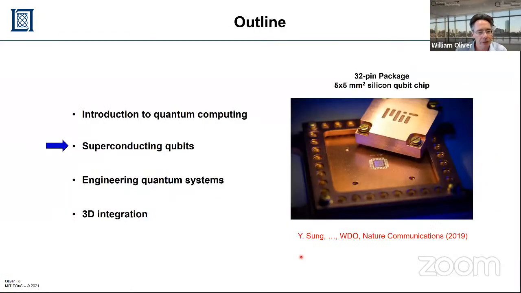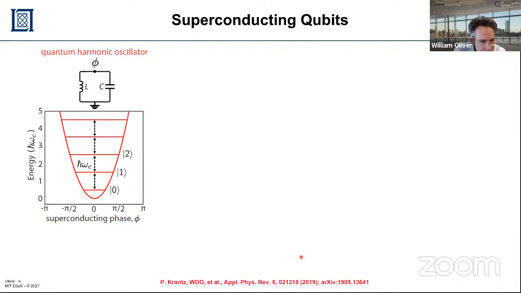Okay, so with that as an introduction, let me tell you a bit about superconducting qubits, engineering these systems in general, and then some work we're doing on 3D integration. So superconducting qubits are basically LC circuits. If you take an inductor and a capacitor, put it in parallel, it's a parallel LC circuit, has a resonance frequency of 1 over the square root of LC.